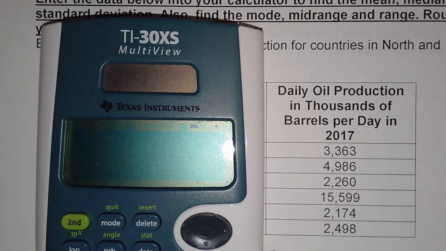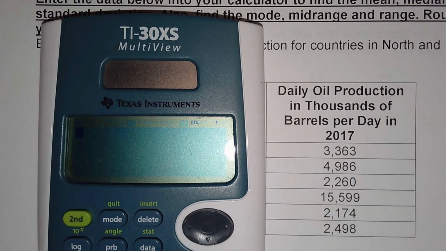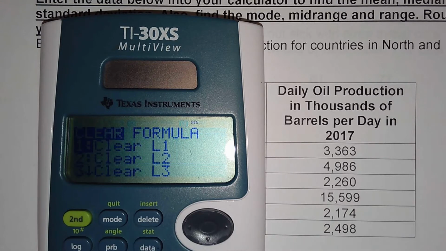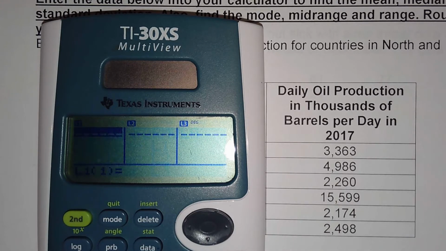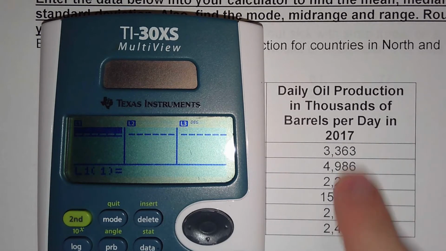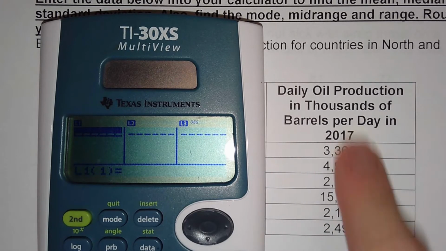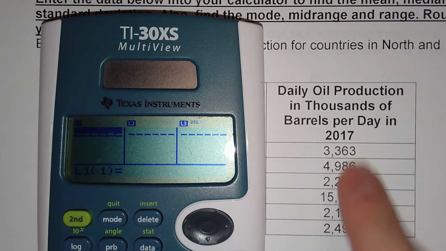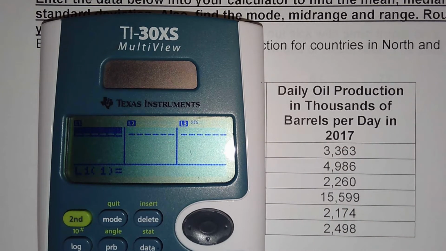When I'm doing this, I always hit my data key, and I like to do my data key again. Type 4, just to clear out all the old data. Now we only have one set of data. There's no frequency here, so we're just going to be filling in these numbers in column 1.